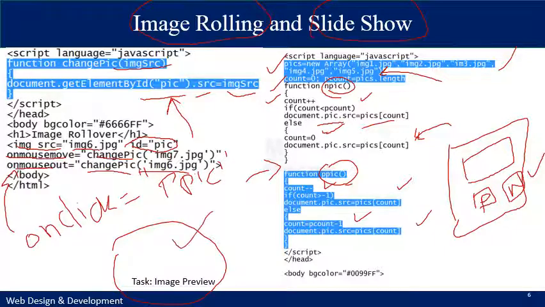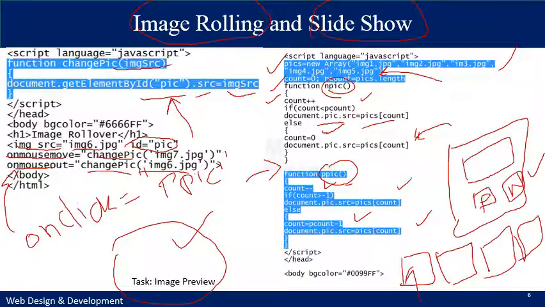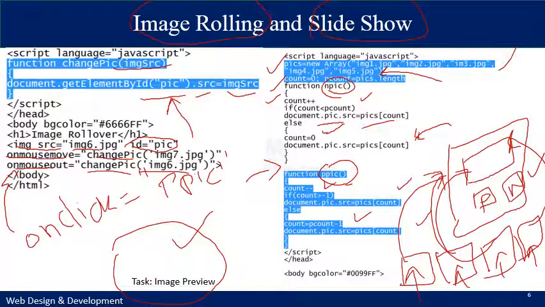So this task is left for you. You have to design an image preview task. That means whenever you click on a small image, for example, you are given 4 images, and whenever you click on an image, the main image is displayed here, and when you click on another image, the image changes, and so on, such as an image preview task.